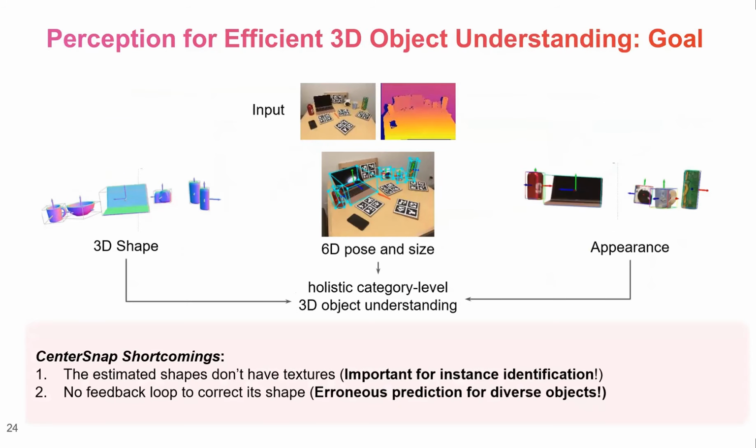So SenseTrap is great, but it definitely has a few shortcomings. First, the estimated shapes don't have textures, which, if we go back to this application slide, is really important for tasks like instance identification. The second issue with SenseTrap is that it cannot correct itself. For instance, if your laptop or mug has a really different shape than what you have in the training data set, it would regress to the closest one in your training set and hence be erroneous in our predictions. This makes us think about our second incremental thread, which is adding a feedback loop to improve SenseTrap's performance.